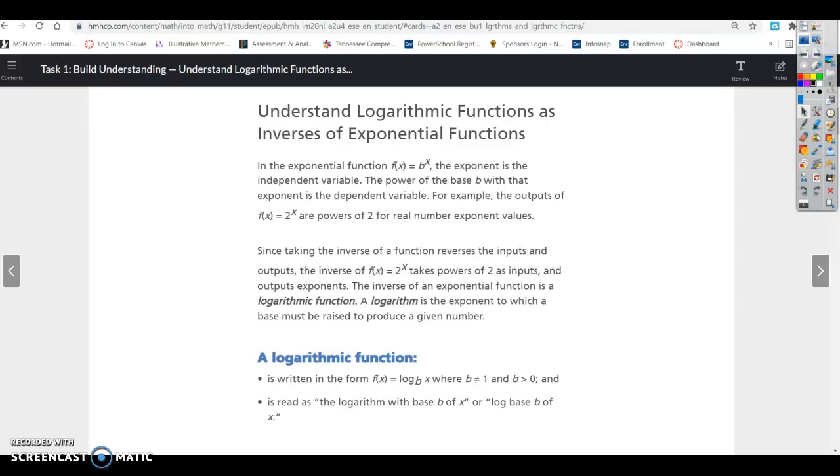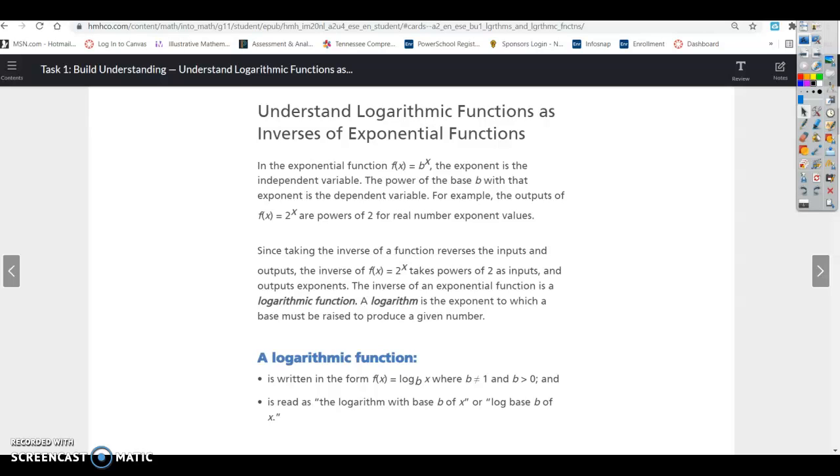Alright, so it says to understand logarithmic functions as inverses of exponential functions. In the exponential function, f of x equals b to the x, the exponent is the independent variable. The power of the base b with any exponent is the dependent variable. For example, the output of f of x equals 2 to the x power are powers of 2 for all real exponent values. Since taking the inverse of a function reverses the input and outputs, the inverse of f of x equals 2 to the x takes powers of 2 as inputs and outputs exponents.